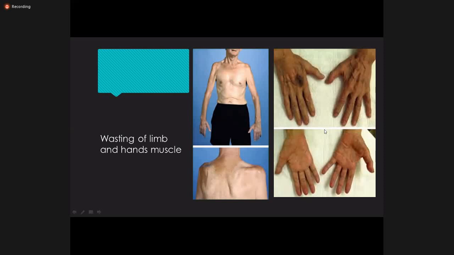When you turn these hands upward, you can see there is a guttering of the dorsum due to wasting of the dorsal interossei in the hands. It's not visible here properly, but you can visualize it in this picture. So this is the wasting of the small muscles of the hand. So till now you people are getting it.